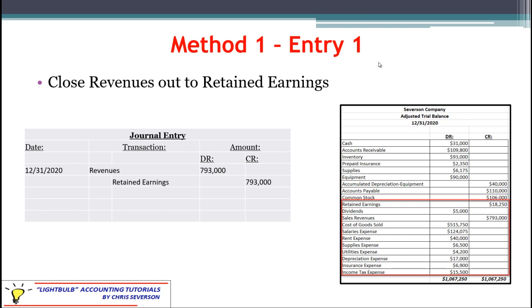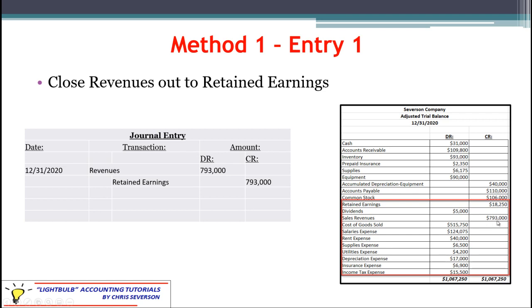I could close revenues out first. I could close expenses out first. It's not really a requirement. Most texts and most instructors will say close revenues first, but it's just a formality. It's not an absolute requirement. So close revenues out to retained earnings.